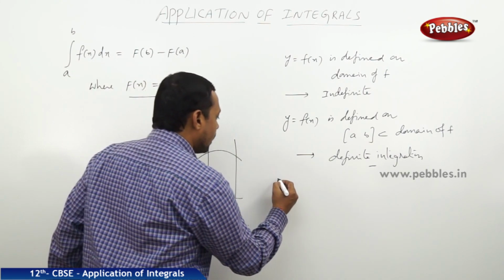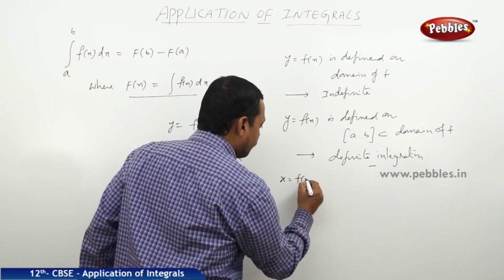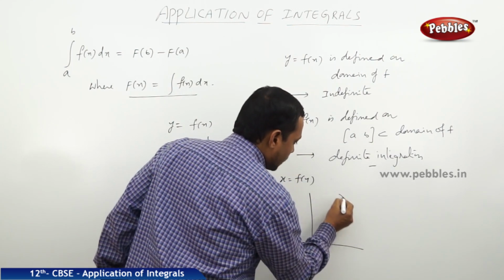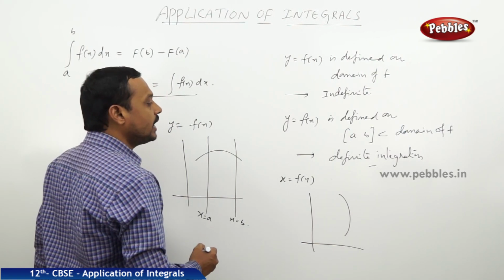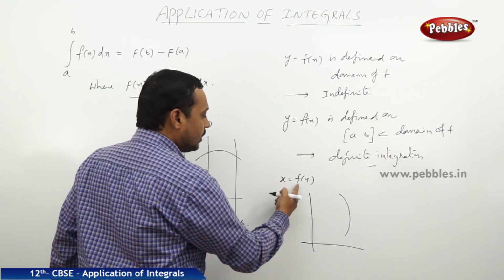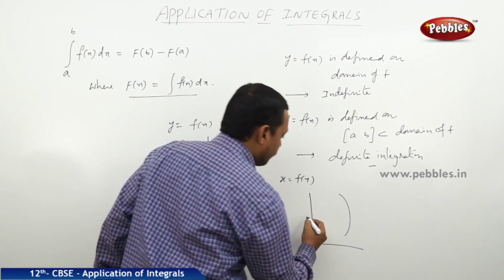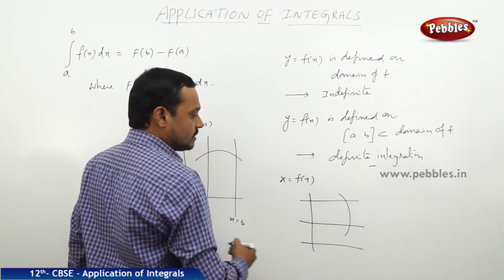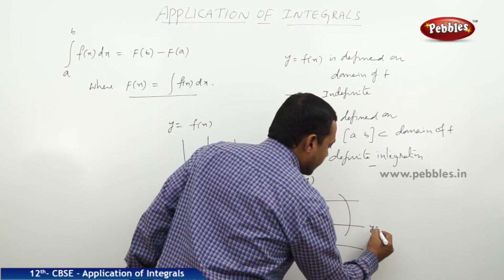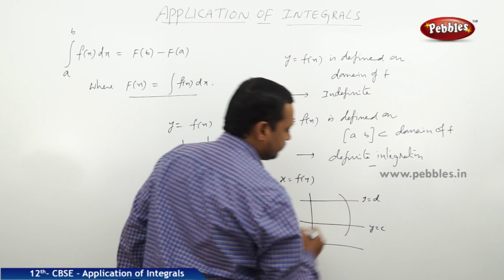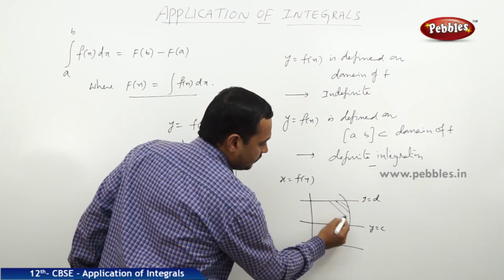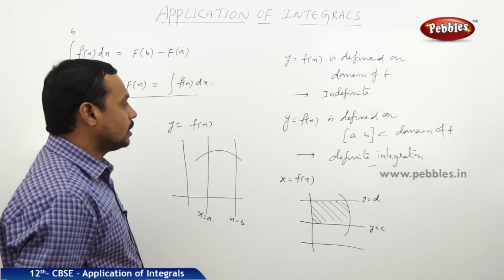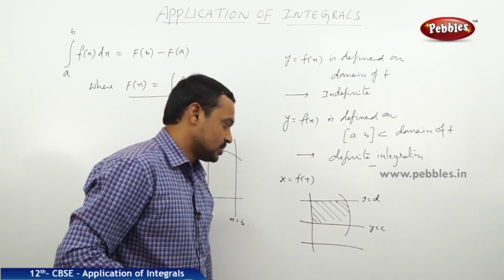Similarly, suppose another function x is equal to f of y is given, suppose the graph is like this. Now, the area of the region bounded by this curve x is equal to f of y with y-axis and bounded by the lines y is equal to c and y is equal to d. Now, this area can be determined by using the integrations.